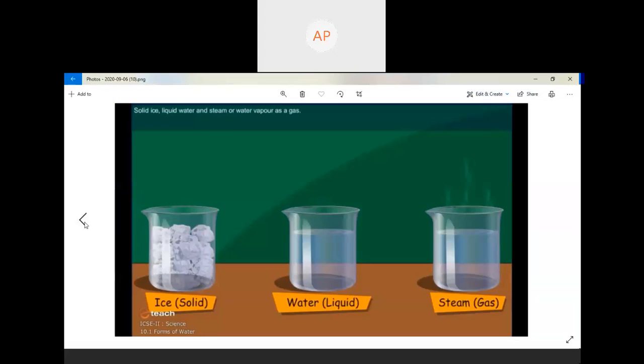For example, here are the three states of water. Can you see the screen, children? Yes, ma'am. See, this is the solid form, ice cubes. This is the liquid form. And here, can you see the steam, water vapor? So this is the gaseous form. Gas.